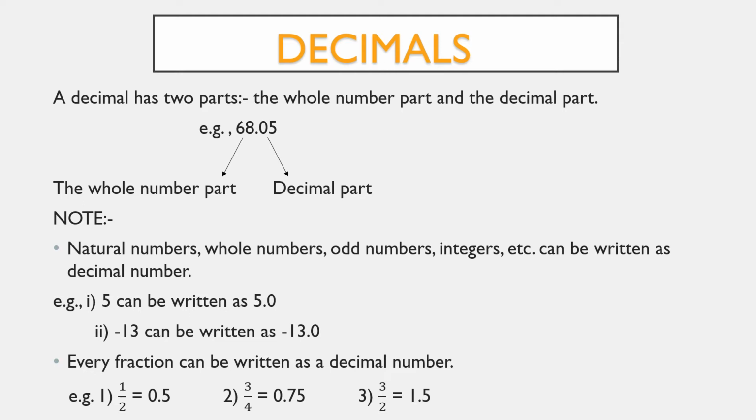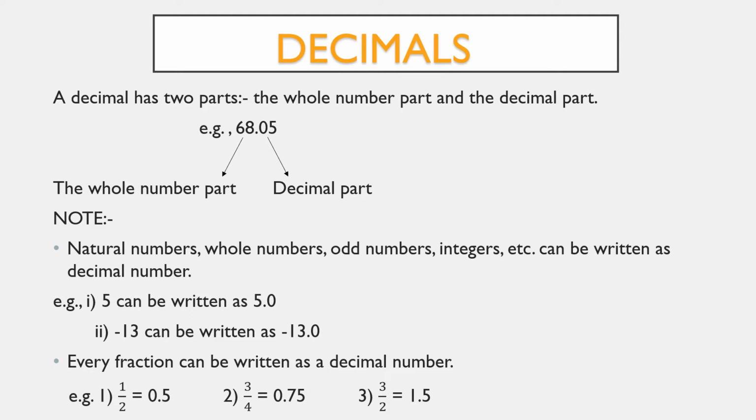Similarly, every fraction also can be written as a decimal number, right? See, for example, I have taken over here half, that is 1 by 2. If I actually divide, I'll be getting 0.5. So the fraction half we can convert in the form of decimals as 0.5.